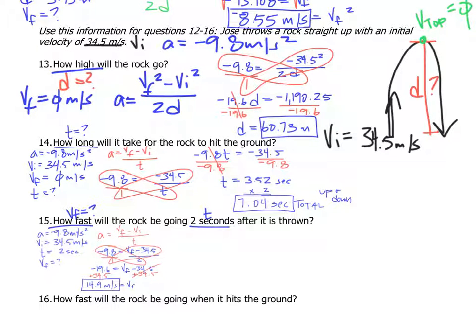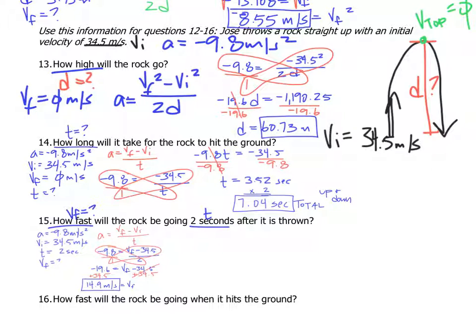You'll notice that it started off at 34.5, and as it goes up, it slows down. Okay, so we know that it's approaching 0. So as it goes up, 2 seconds later, let's say it's right here, now it's 14.9 meters per second. And as it keeps going up, it's going to reach 0 and then speed up on the way back down.